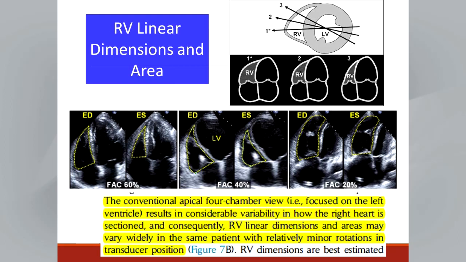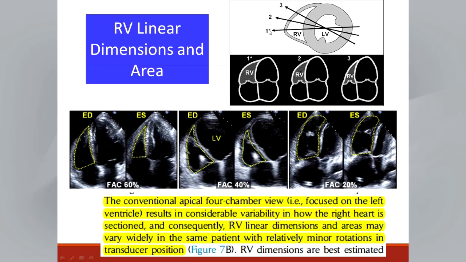Regarding right ventricular linear dimensions and area, I think it's very important to understand, if you look at this particular graph, that right ventricular linear dimensions and areas can vary widely in the same patients with minor rotations of the transducer position. And you can see that very nicely here.